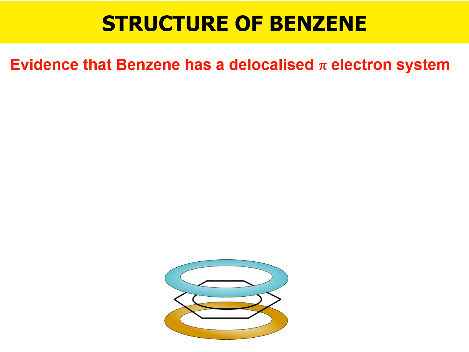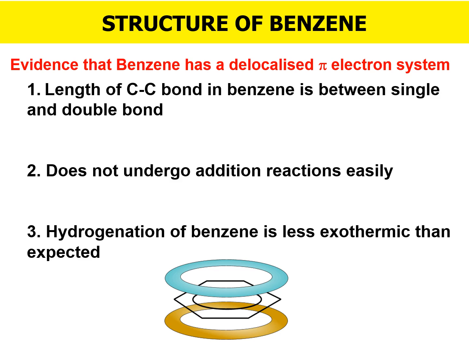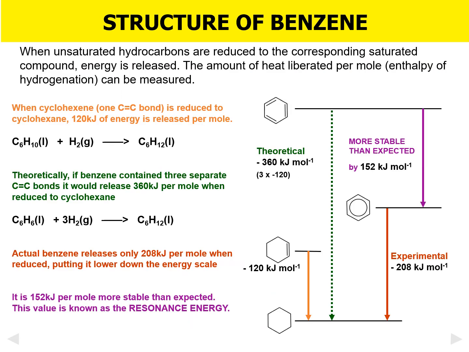There is evidence that benzene has a delocalized pi electron system. The length of the carbon-carbon bond in benzene is between the length of a single and double bond. It does not undergo addition reactions readily, and hydrogenation of benzene is less exothermic than expected.